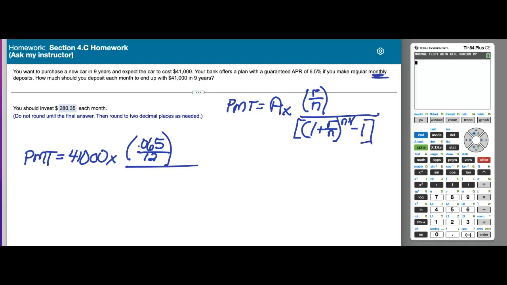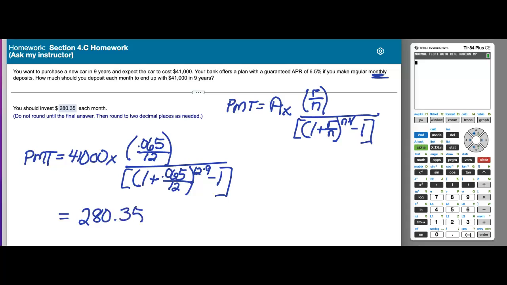And then I'm dividing all that by two sets of parentheses, 1 plus the interest rate, 0.065, divided by the number of times compounded in a year, which is 12, raised to the 12 times the number of years that we're going to be saving, which is 9 years, minus 1. And when we plug all this stuff into our calculator, we end up finding out that the final payment is $280.35, rounded off to the nearest cent.